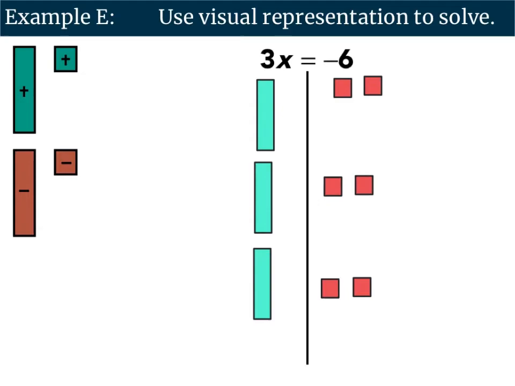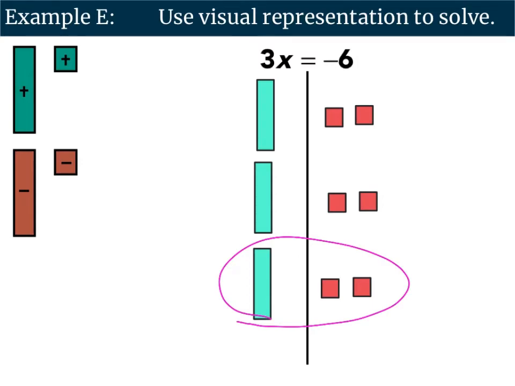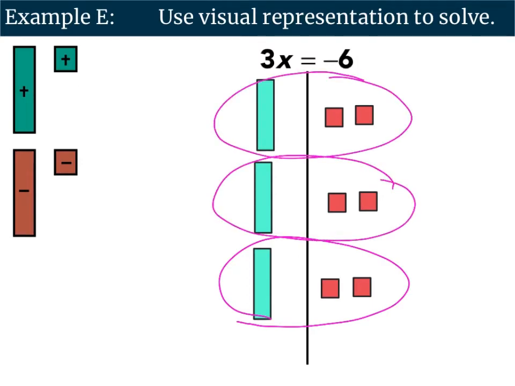For the middle one, I'm going to give that negative 2. And for the top one, I'm going to give them negative 2. So you can see that I've divided them into equal groups. Here's a group, x equals that one. Here's a group, x equals that one. Here's a group, x equals that one. So I can see that 1x is equal to negative 2.